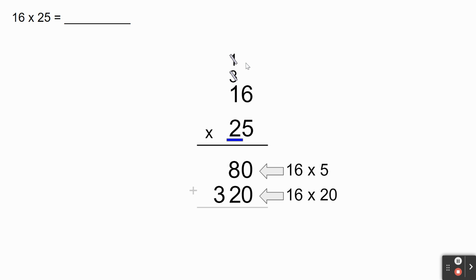Now we can add these two products together to get our final product. Let's start by adding the ones place. 0 plus 0 is 0. In the tens place, 8 plus 2 is 10. So place a 0 in the tens place and regroup the 1 to the hundreds place. Now we can add the hundreds place. 1 plus 3 is 4. So our answer is 400.